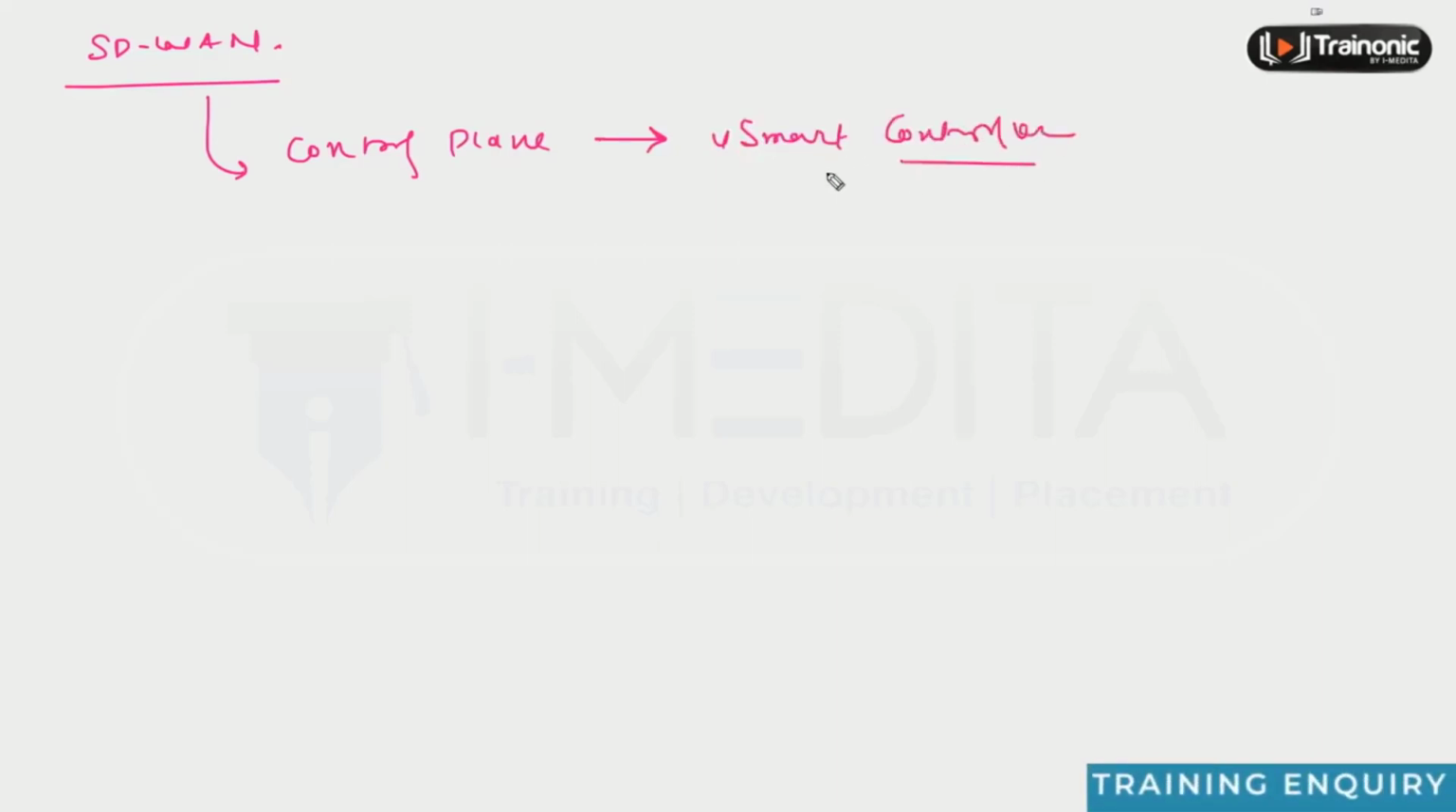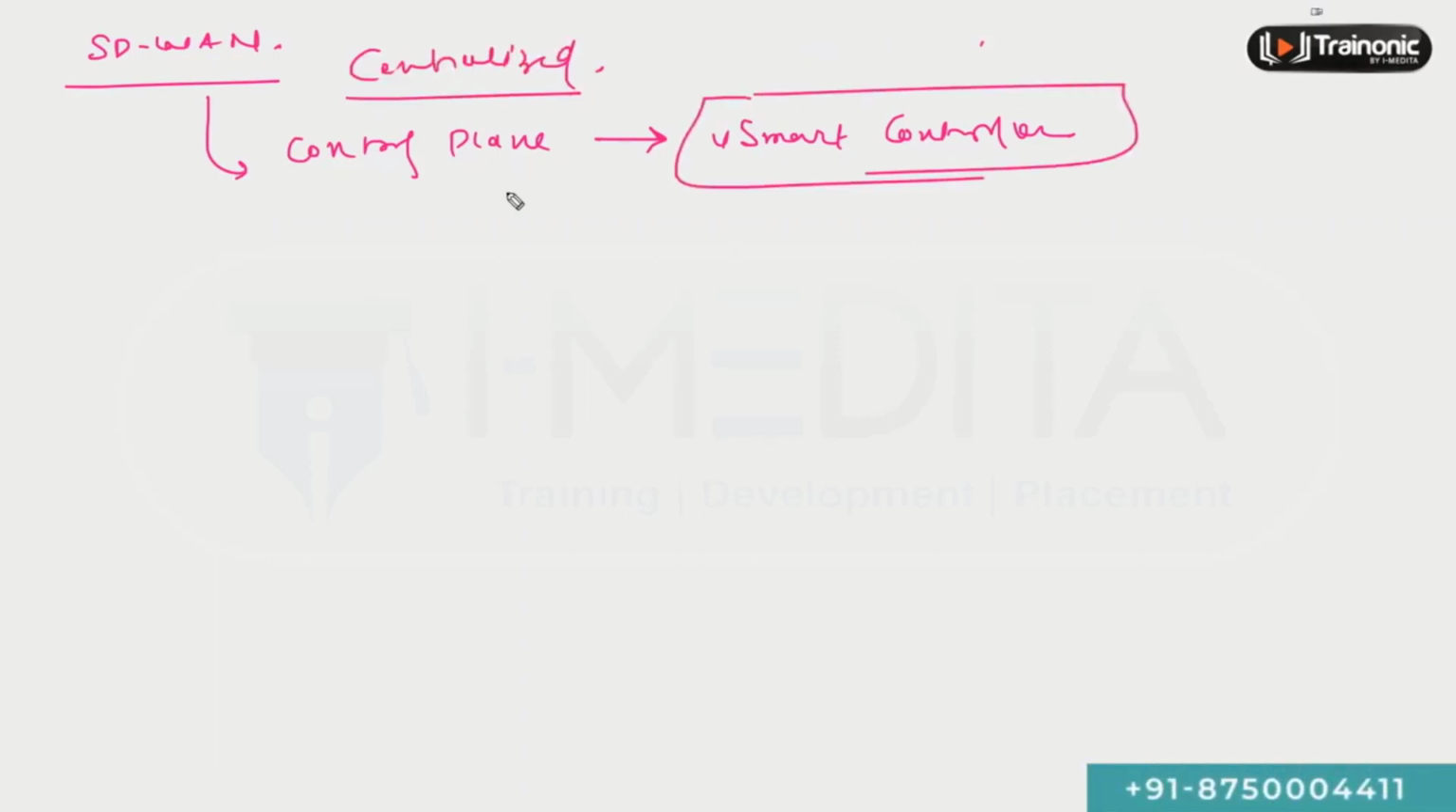What they thought was, if I have a distributed architecture where everyone has its own set of control plane, I have to configure the protocol everywhere. I have to troubleshoot why the protocol is not forming the adjacencies everywhere. So instead of a distributed architecture, they thought of having a centralized control plane. They created a controller which is responsible for all the control plane related tasks in your network. Everything related to the control plane can be done using this controller called the vSmart controller.